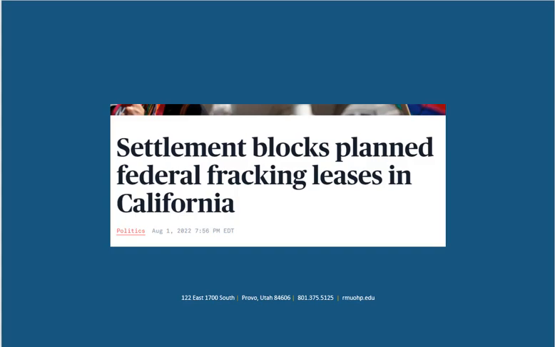Settlement blocks planned federal fracking leases in California. Now, again, these are some old examples here, but definitely how industry, how that impacts health plays a big factor in how things occur politically, right? And maybe I'm not saying that in an obvious way, but there's a lot of different factors at play. And sometimes who's in charge may influence what gets done. How do you balance all of that stuff?